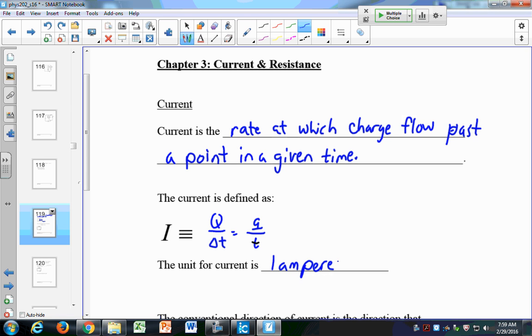This is often abbreviated in a couple different ways. You might see it as a capital A, that's how we'll do it. You also might see it as an amp. You might see that on your electrical devices. Often they'll give the operating current, which is based on the power that they consume. 1 amp is equivalent to 1 coulomb per second, because it is a charge over time. Charge is in coulombs, time is in seconds.